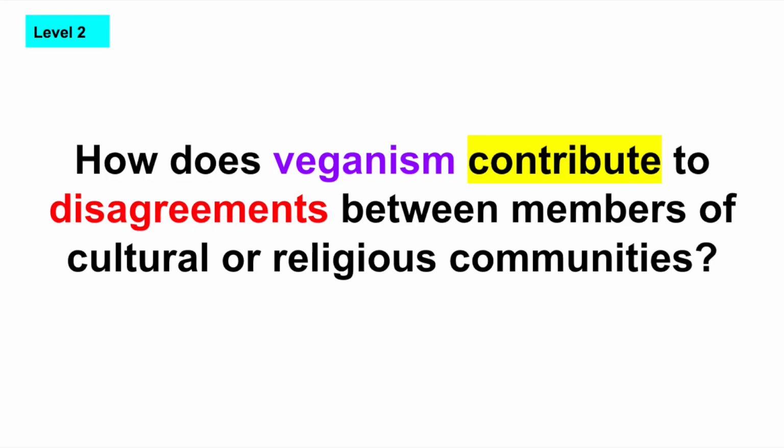For a level 2 driving question, you could have: how does veganism contribute to disagreements between members of cultural or religious communities? This was actually a project that was done last year. As you can see by the highlighted words, you have the 3 components. You have the topic, which is veganism. You have the conflict word, which is disagreements. And you also have the gate imperative, which is contribution, but we just changed the part of speech to make it into a verb, contribute.